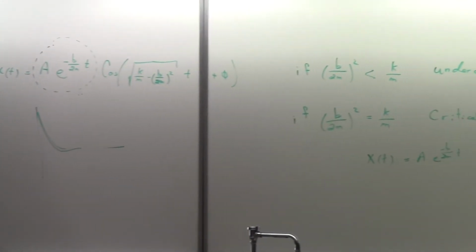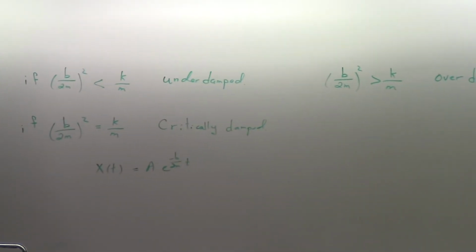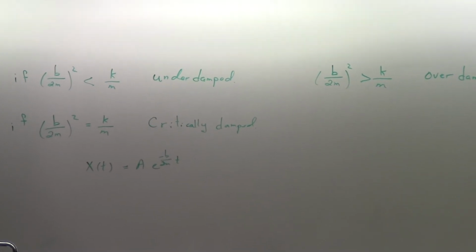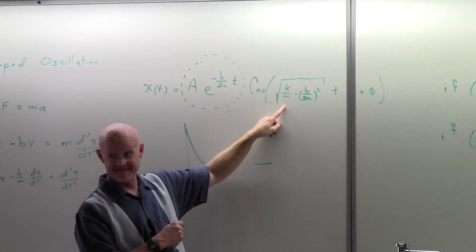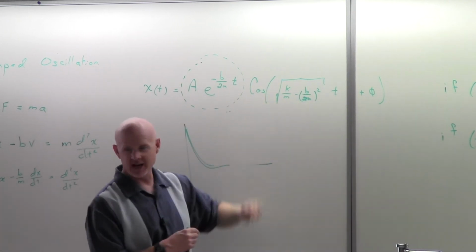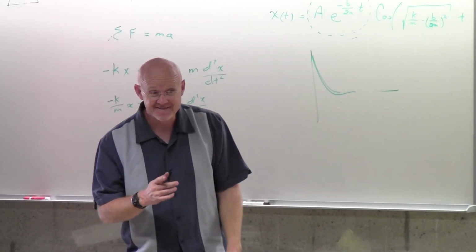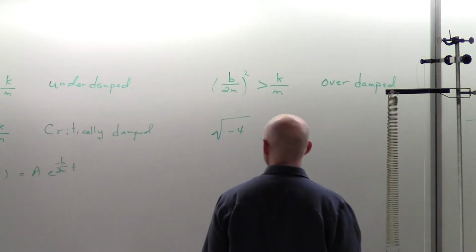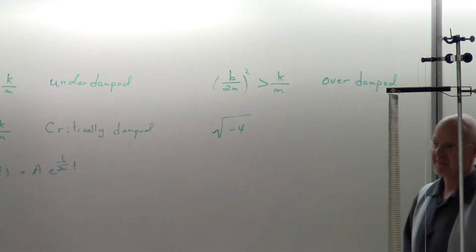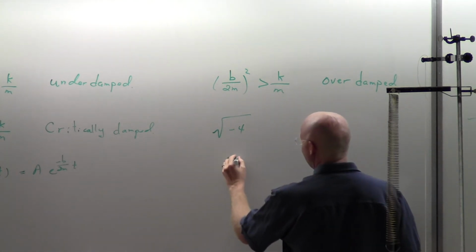Okay, but there's our overdamped one, and like I said, we won't do much with it here, but it's worth saying, especially because it may not be so obvious. What happens when this number is bigger than that number? Don't you have the square root of a negative number? Can you take the square root of a negative number? Can you take the square root of negative 4? What do you get? Yeah, don't you get 2i?